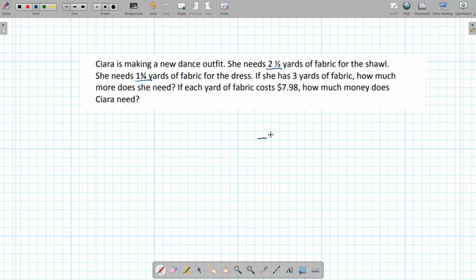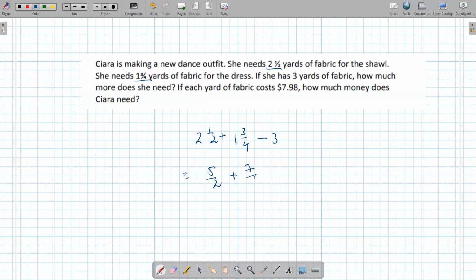So we're going to add these two up, and we're going to subtract the 3. Because if we do the other way around, we're going to get a negative length. Length cannot be negative. So I'm going to add this up and take away the 3. How do we do this? You can turn it into improper fractions.